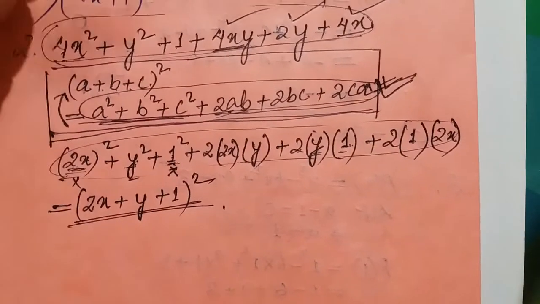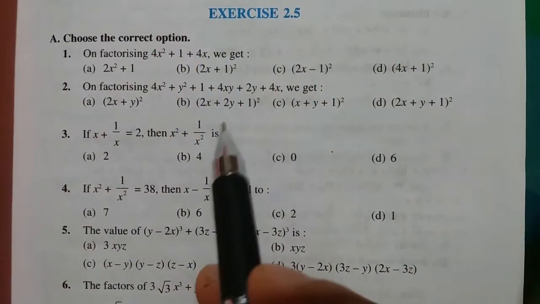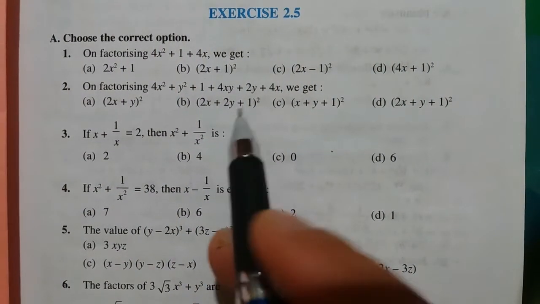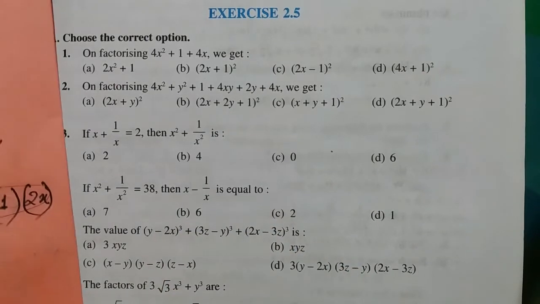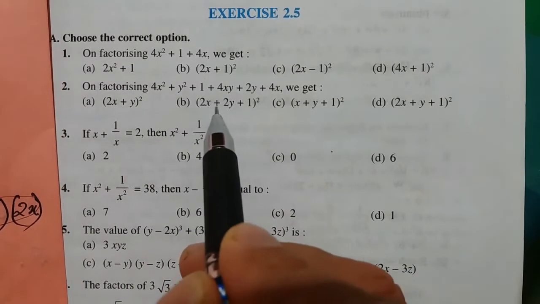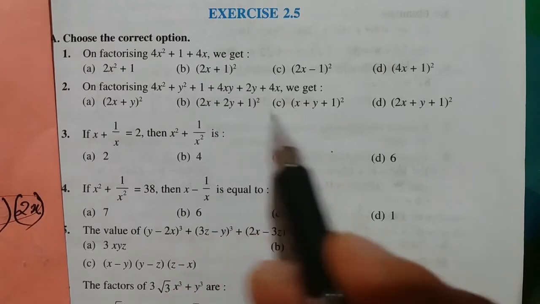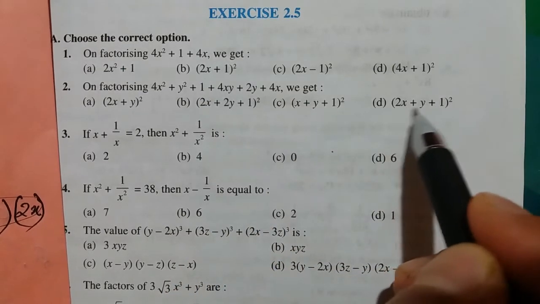Now which option gives us this, we will check. 2x plus y plus 1 holding square. Okay, this second option, 2x plus y, or no, not this one, this one, the last one.